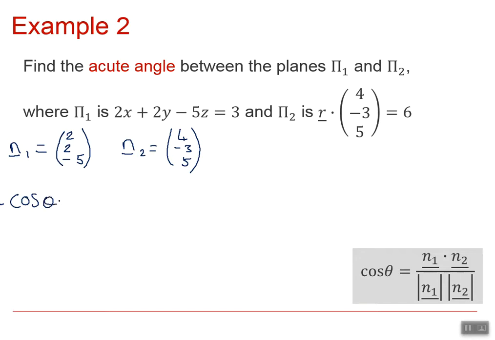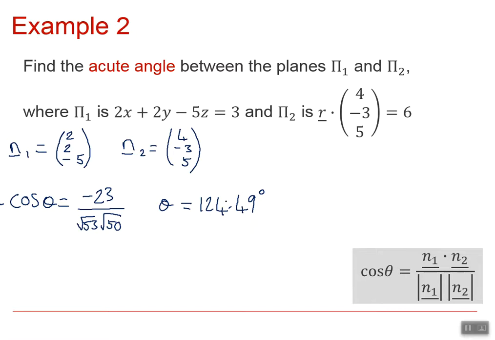So exactly the same as we did before, cos theta is going to be, now when I do this dot product, I get minus 23 over the square root of 53 times the square root of 50. And that gives me that theta is 124.49.